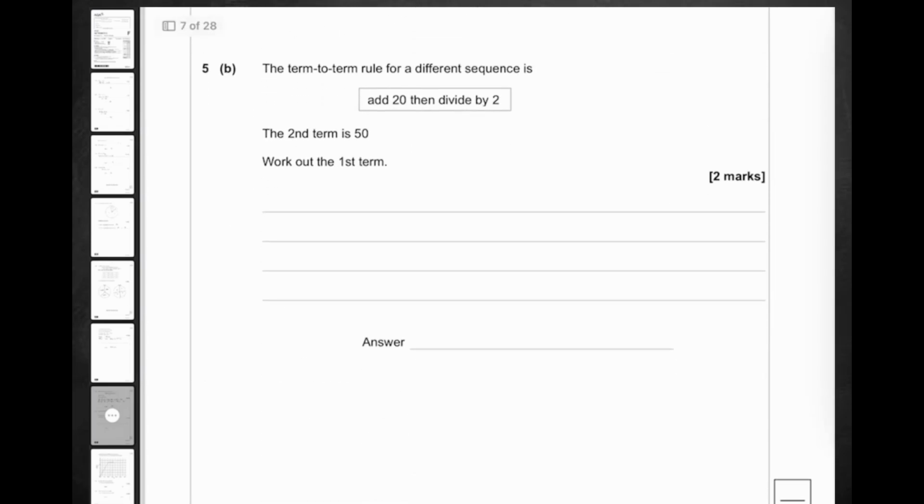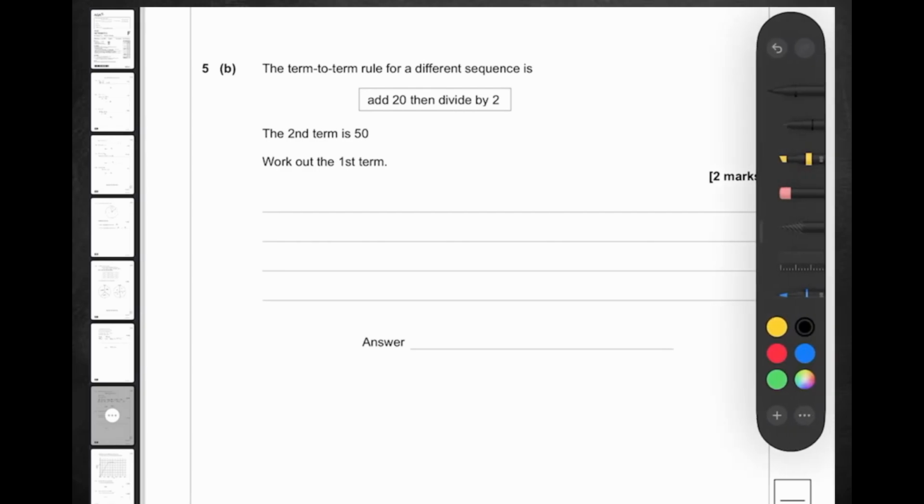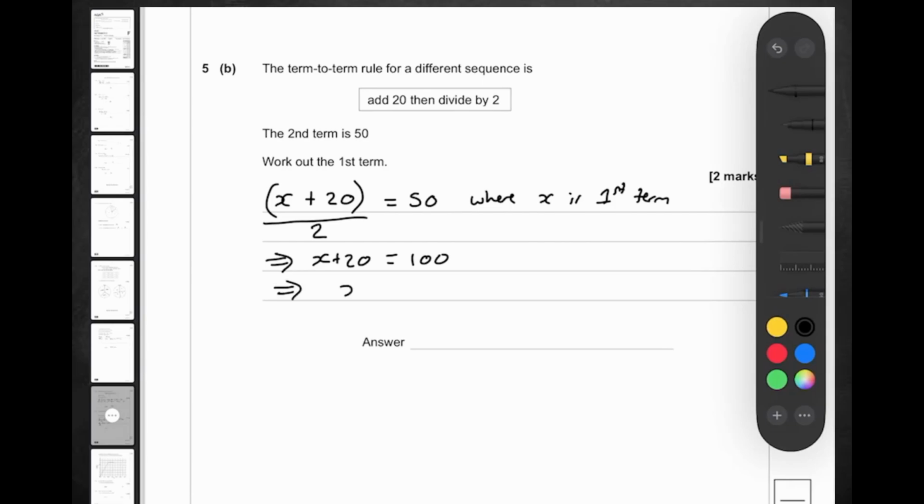Part B. The term-to-term rule for a different sequence is add 20, then divide by 2. The second term is 50. Work out the first term. So, x being the first term, add 20 in brackets, and then divide by 2 equals 50. And I will put where x is the first term. Therefore, x plus 20, if we multiply both sides by 2, is 100. Therefore, x equals 80. So the first term equals 80.